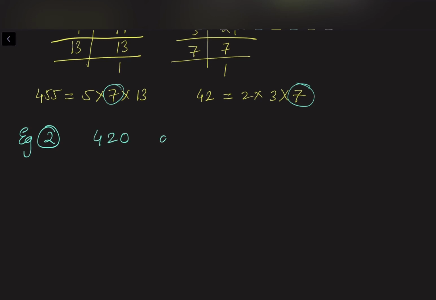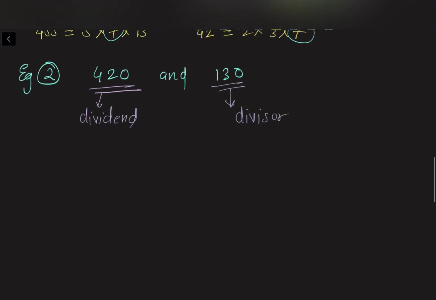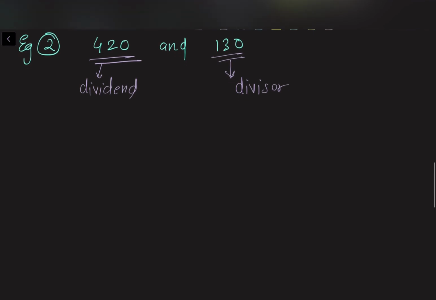420 and 130. Okay, so which is the greater one among these? 420 is greater, right? So this is your dividend, right? And this is your divisor. Okay, so find the quotient and the remainder. Okay, so let us do that. I'll show you both the ways. Okay, so this is 420 and this is 130.